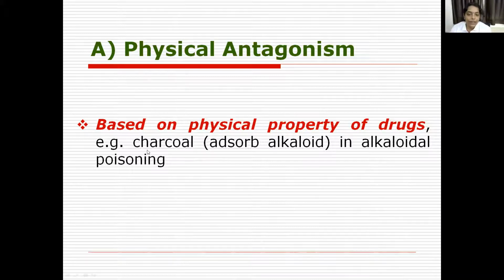So this will attract the positively charged ions or the toxic particles. So here, in what poisoning are we giving this? Alkaloidal poisoning. When we give charcoal in alkaloidal poisoning, it absorbs the alkaloid and decreases the absorption of the alkaloid into the blood. So this is forming a complex with the alkaloid. So this is physical antagonism. Charcoal is antagonizing the action of the alkaloid in the body by absorbing the alkaloid.